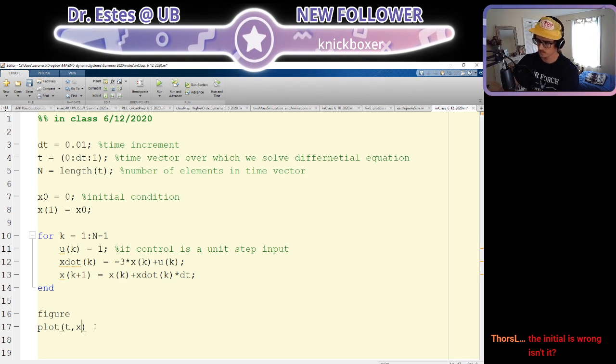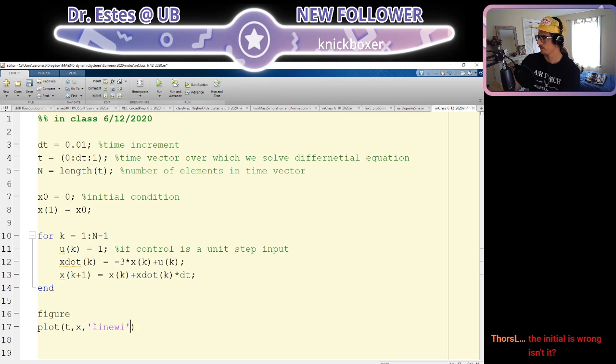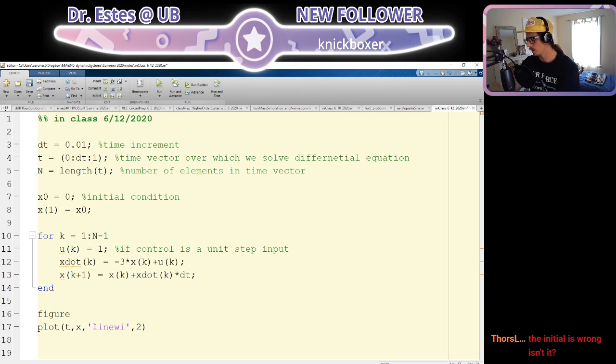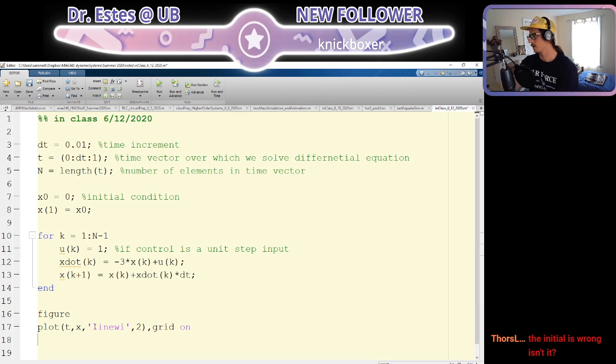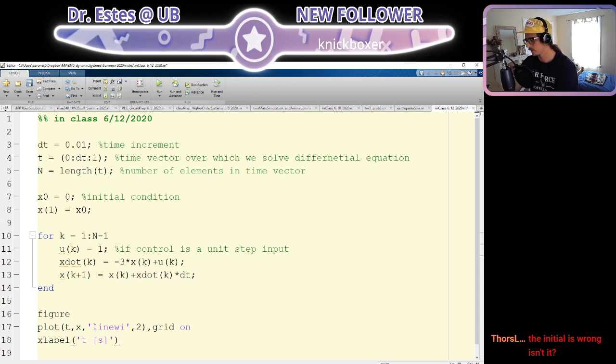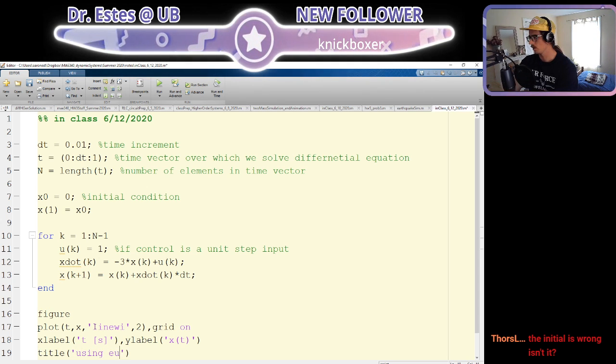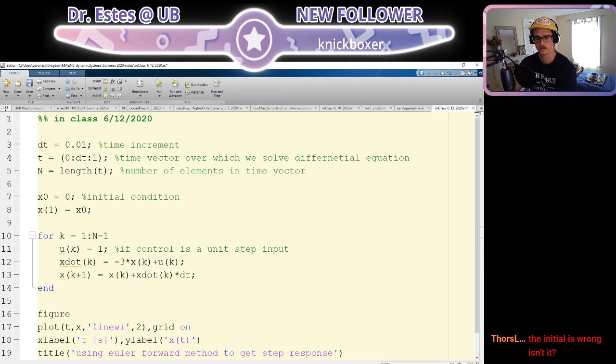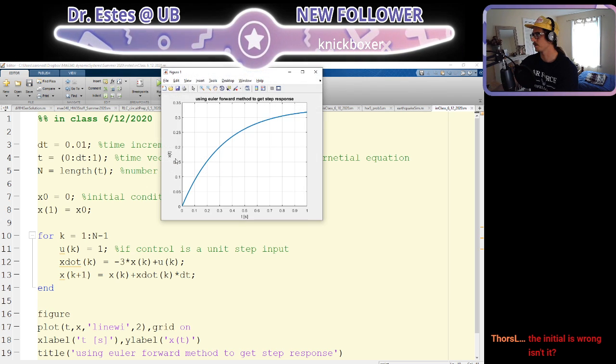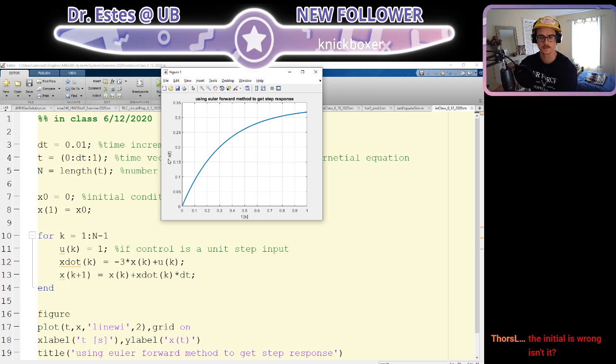Okay. Let's do a little fancy stuff. Let's beef up that line width. Let's turn on the grid. Let's label our axes. Y label, that's x of t. Let's even give it a title: Using Euler forward method to get step response. Let's go. MATLAB always gives you an error your first time, but oh, it worked.